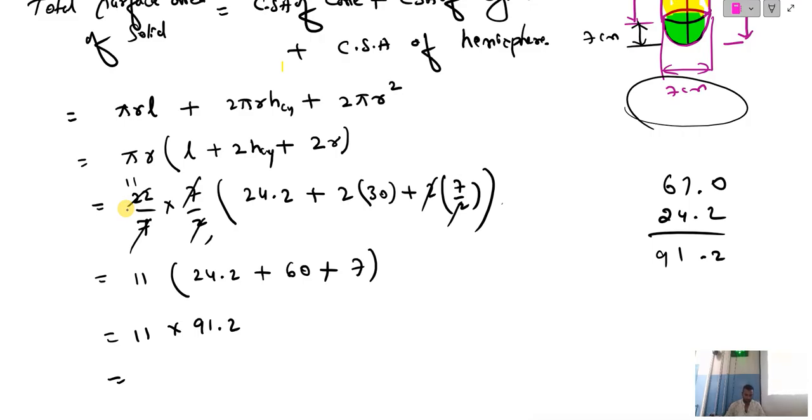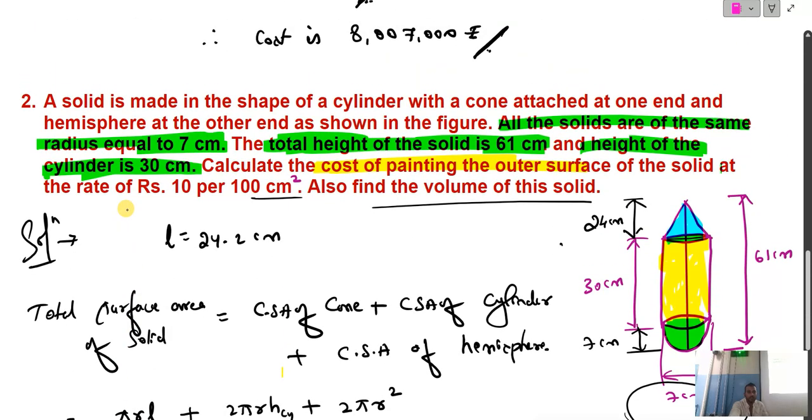11 into 91.2, so the answer is 1003.2 centimeter square. So this is the total area of the given solid. Now, my dear students, one thing you can observe here, what they said, calculate the cost of the bending of the outer surface of the solid at the rate rupees 10. Rupees 10 for how much?